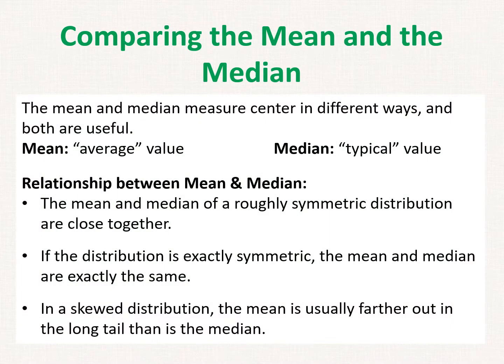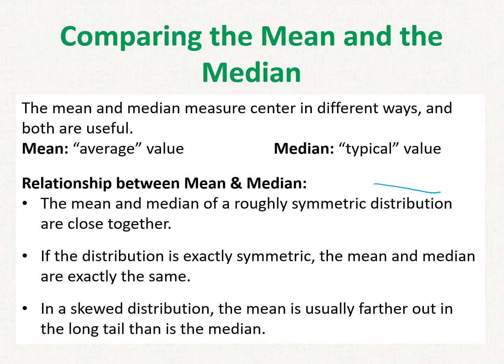Even though the mean and the median both measure center, they measure it in different ways. So both are useful in their own way depending on the context of what you're trying to figure out. So you can think of mean as the average value and the median as the typical value. So if you see these words in a problem, use them as clues as to what type of center you should go with. In a symmetric distribution, the mean and the median are about the same.